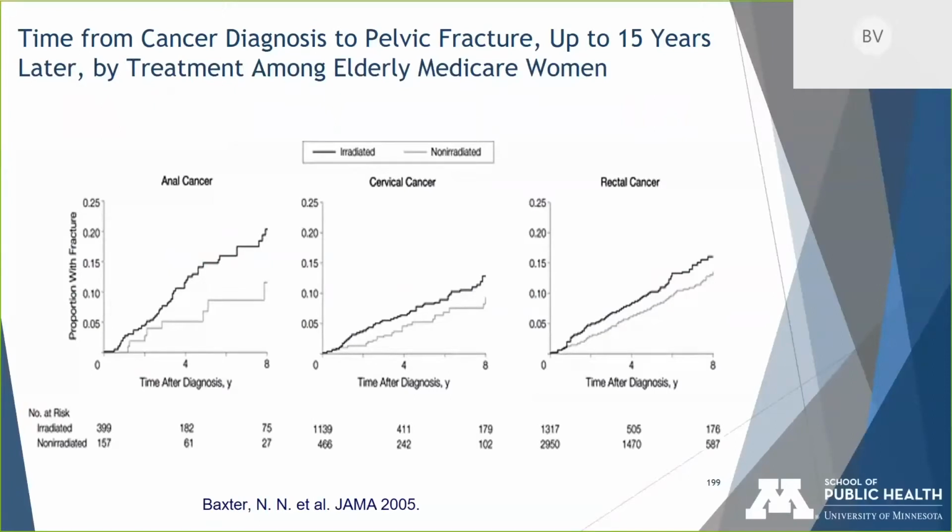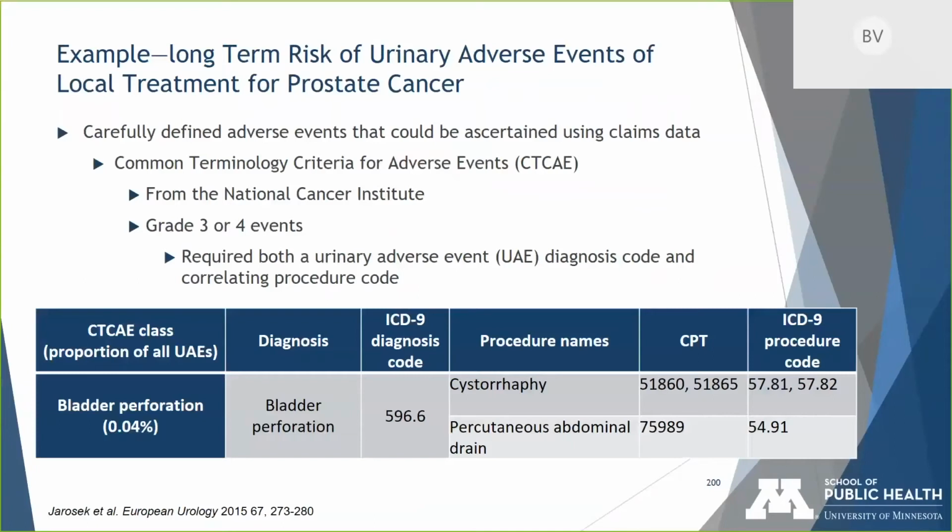So what the investigators did was they looked at these same women and looked at their rates of wrist fracture to say whether or not women who had received pelvic radiation had higher rates of wrist fracture, and they did not. So they were able to fill in the gap there pretty convincingly, but you really do need comparison groups in order to draw inference from the data.